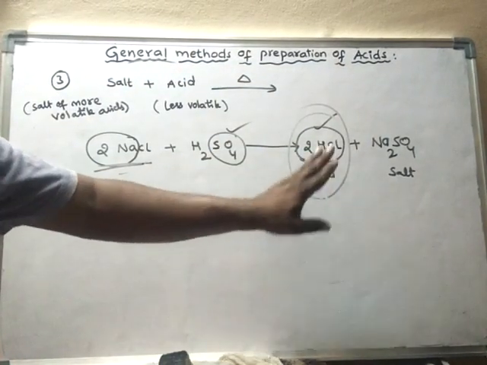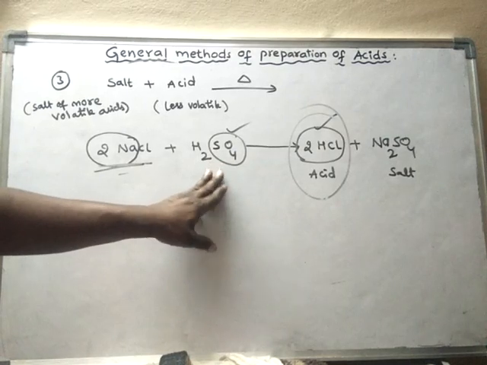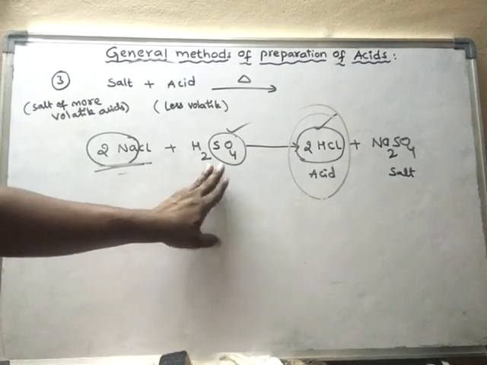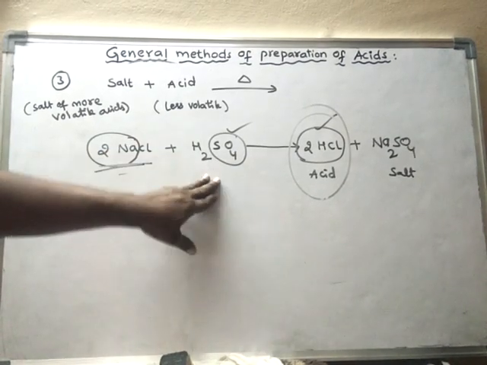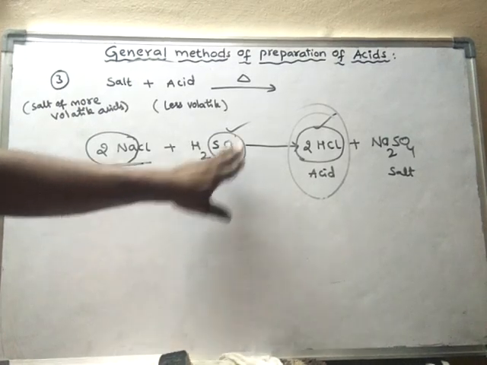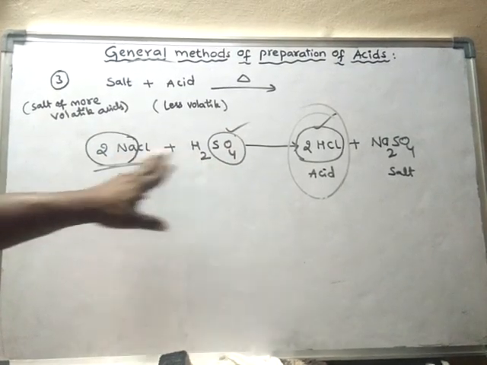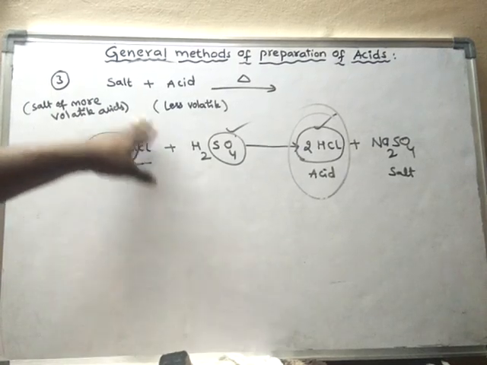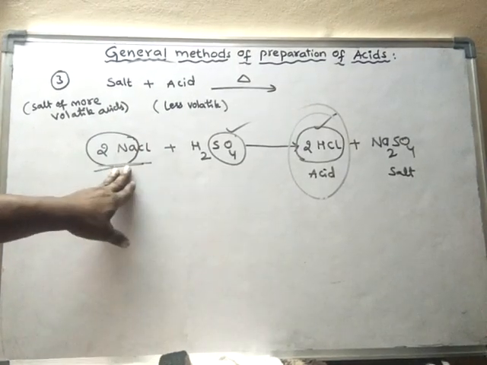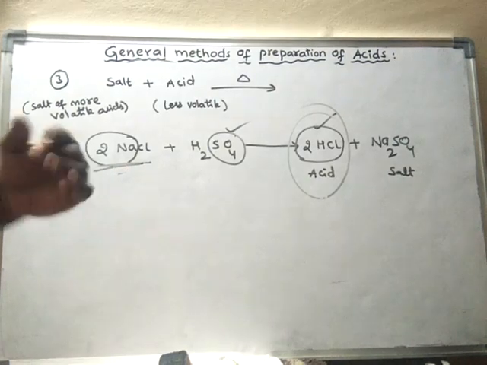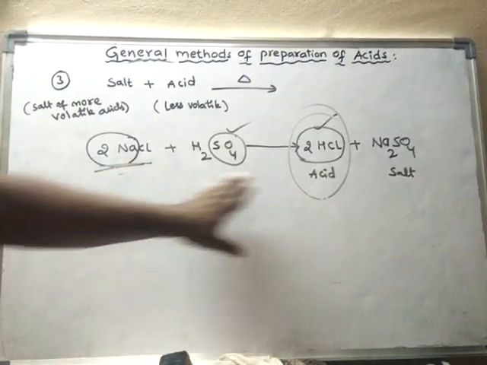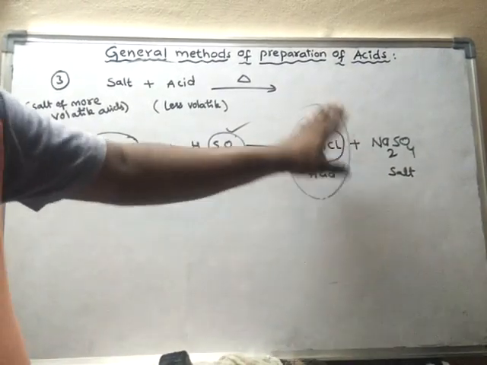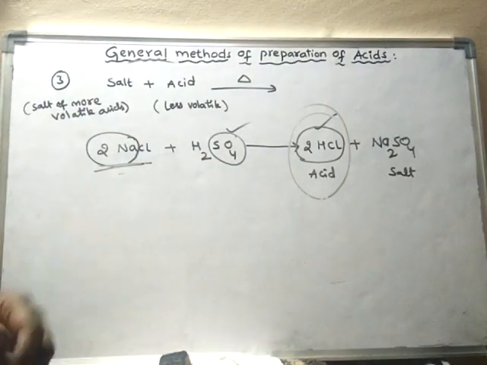So in the preparation of one type of acid, we will use another type of acid which is less volatile, and this other acid should be made to react with a salt. What is the nature of this salt? That salt should be obtained from a more volatile acid. In this way acids are prepared. Another example.